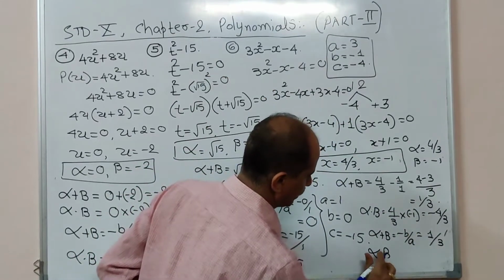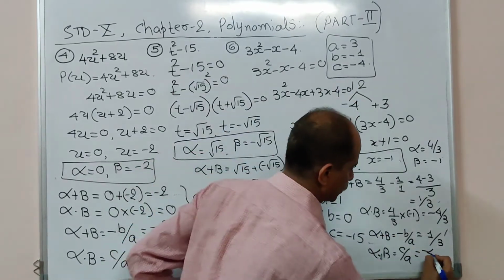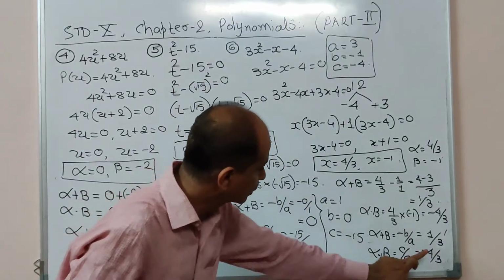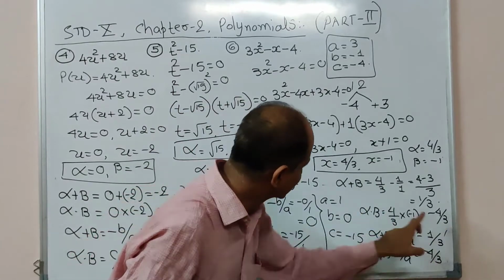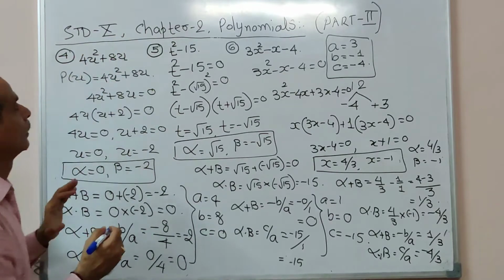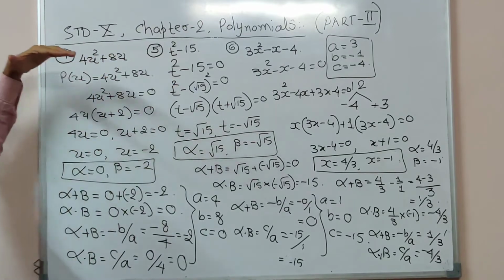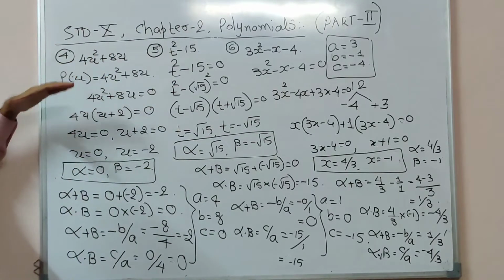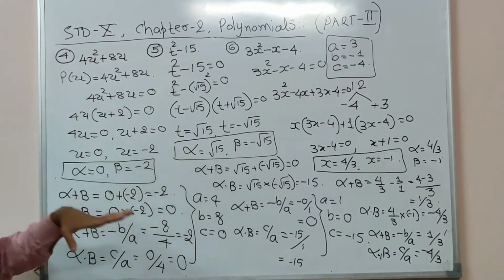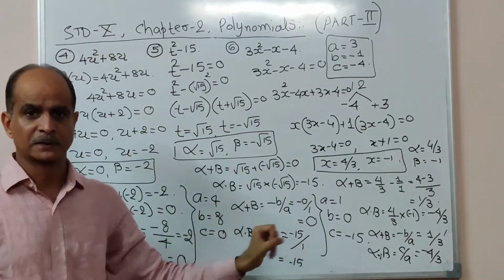Now alpha into beta is equal to c by a. Your c is minus 4 and a means 3. So your answer is alpha into beta is equal to minus 4 by 3, which verifies with this. So we have completed exercise number 2.2, first question. There are 6 sub-questions to find the zeros and verify the relationship between zeros and coefficients. So we have completed these 6 examples.